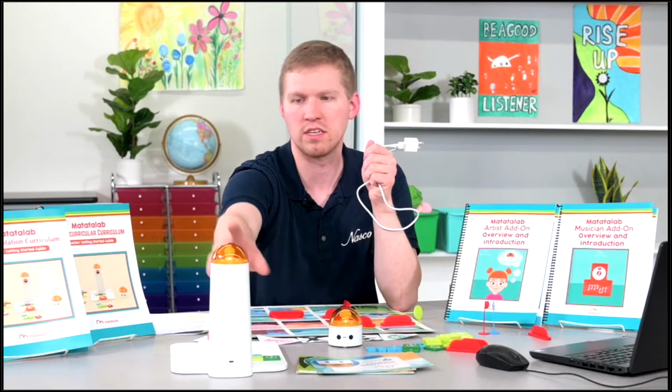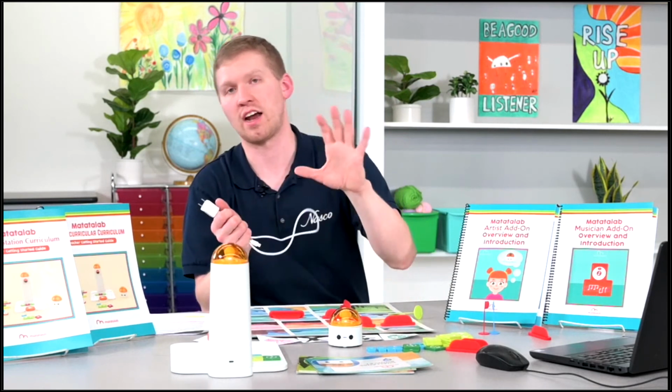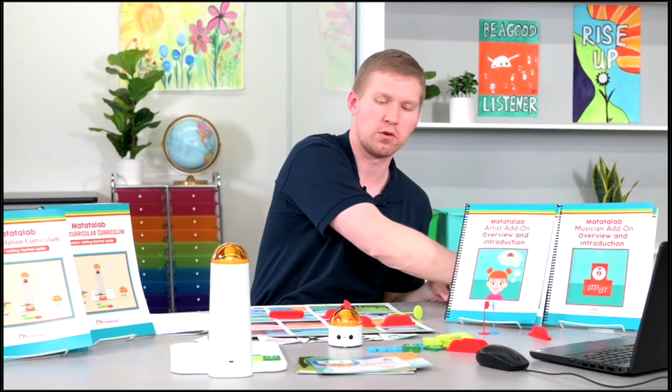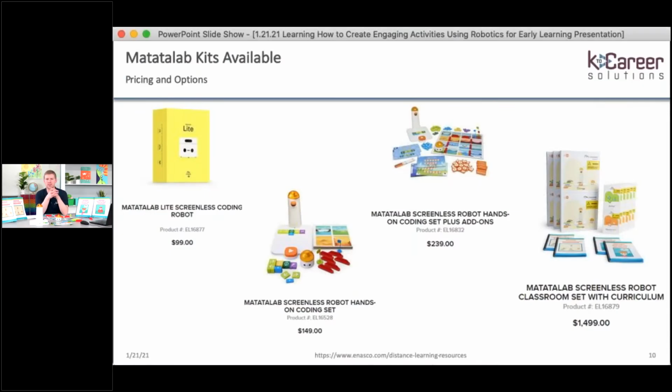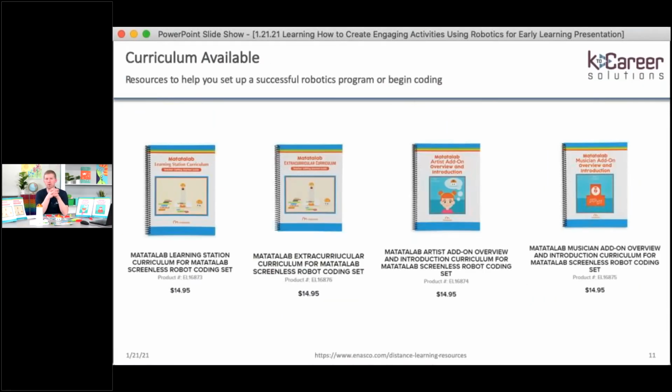Robots are about an hour. These guys are about 3 hours, just to kind of give you a sense of how long you would be able to utilize the different robots. If you go to the next slide, then we're going to get into more of the curriculum that I was just speaking to.